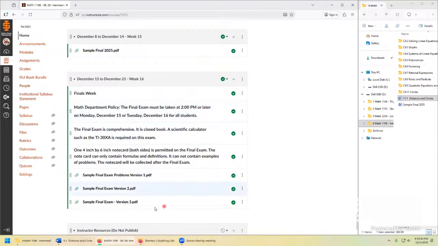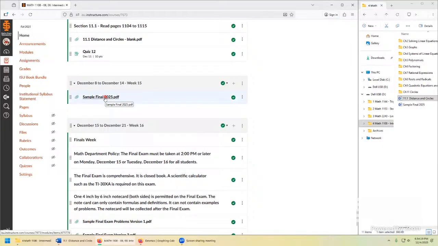I have several different documents. I posted versions 1 and 2, which are similar to what you saw in exams 1, 2, and 3. But this is a new mashup of problems as well. Version 3 is just some more paper problems that you can take a look into with solutions as well. There's also a practice final exam in the Newton homework system, split into 2 parts, so it doesn't feel like one humongous exam. But this sample final exam is the one we're going to look into in class.